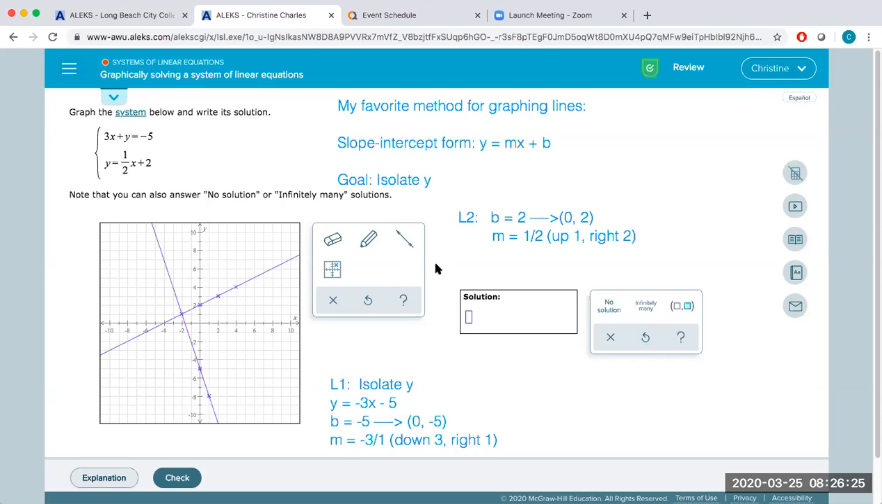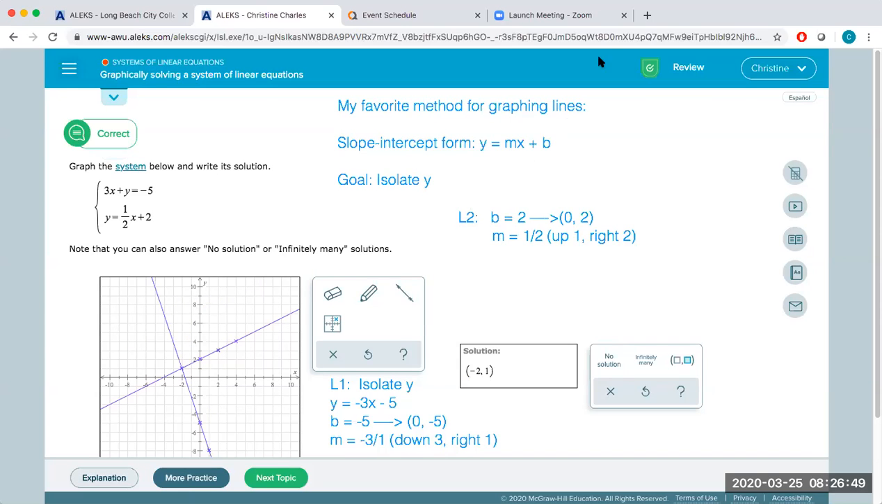And we're looking for the point at which these lines intersect. So we see that that happens at, start at origin, negative 2, positive 1, for our solution. Negative 2, positive 1. Go ahead and check it. Awesome. Okay. Great. And let me go ahead and clear my screen out.